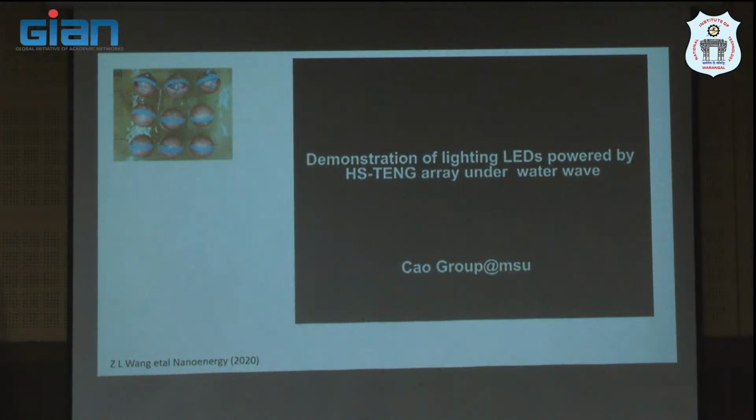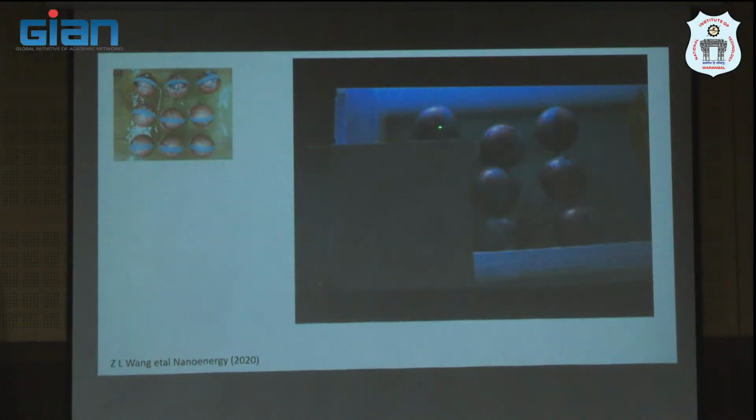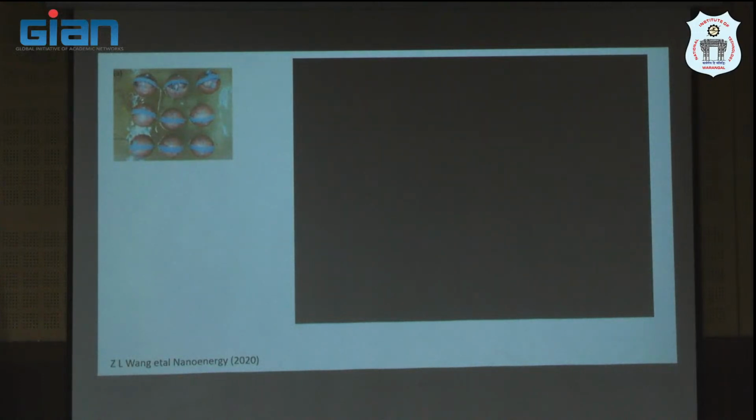Yeah. You can see now a group of TNG devices, not one. The energy which comes from here, you can see powering so many LEDs, which is a free source. You don't need to have anything. Just put some devices in the water, wherever there are water waves, and it will harvest the energy and produce it.